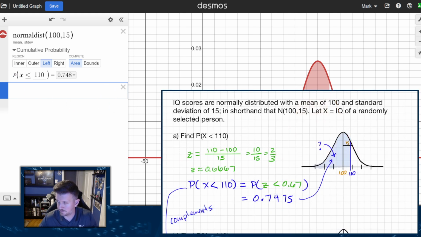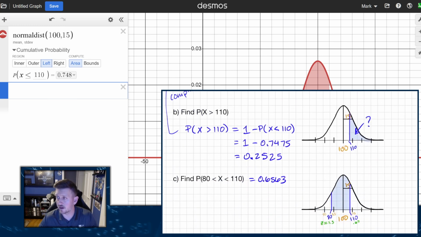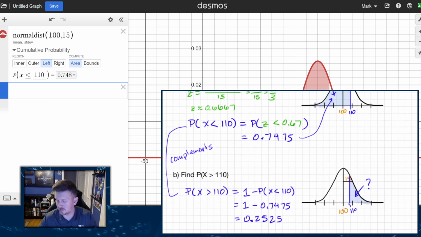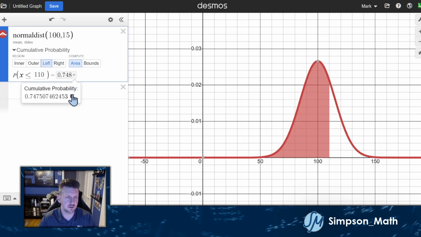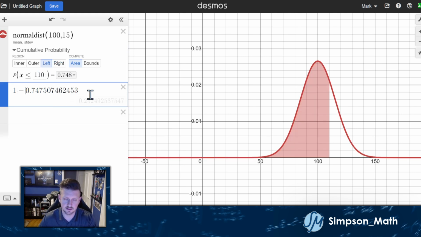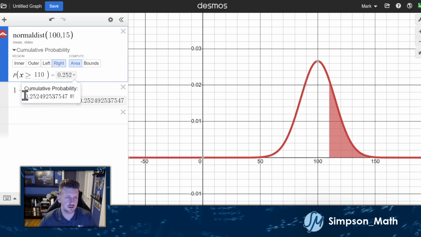Let's see what's next. So now I'm going to find the area greater than 110. Over here, I can just switch this to the right. So I have a 110 in here. If I do the area to the right of 110, that's the area greater than 110, I now get 0.252. And we should notice that if I put this back to left and export this number out, if I do 1 minus the answer we had previously, the answer we had in part A, I get this 0.25249 and so forth. If I switch this to right, look at this number.